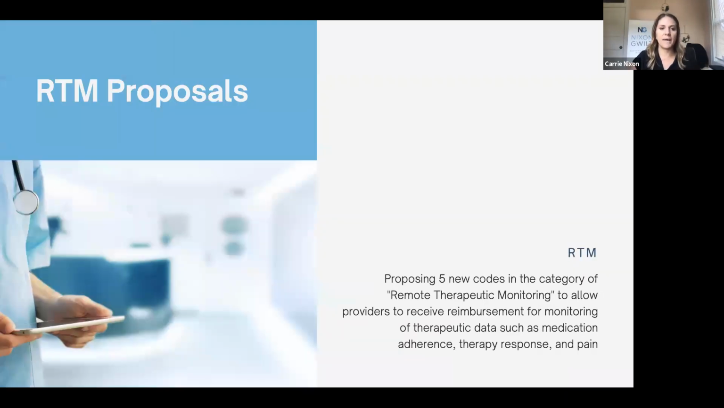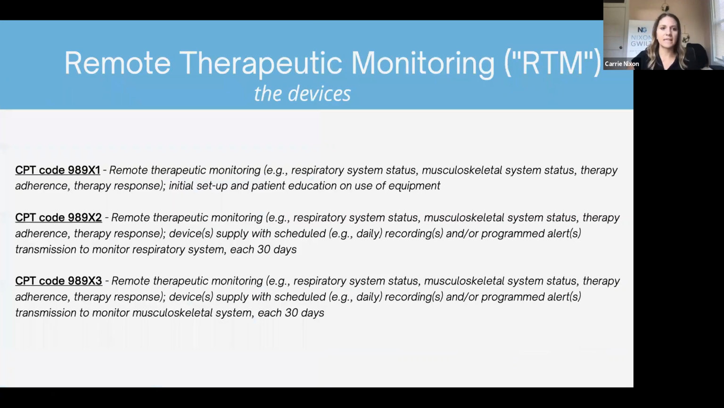So let's talk about remote therapeutic monitoring. As you may or may not know, CMS has proposed 5 new codes in this category of remote therapeutic monitoring, with the intention of allowing providers to now receive reimbursement for monitoring of therapeutic data such as medication adherence, therapy response, and pain. And let's talk a little bit about exactly what those codes look like.